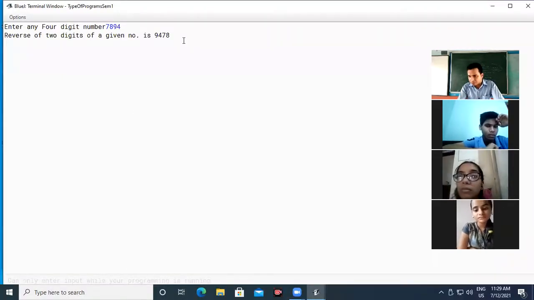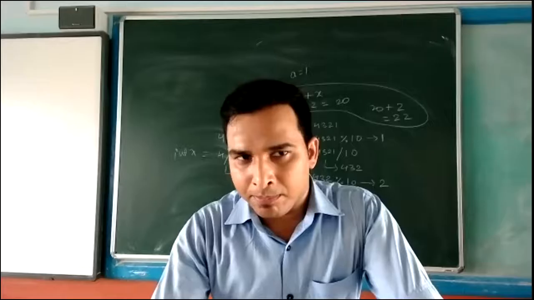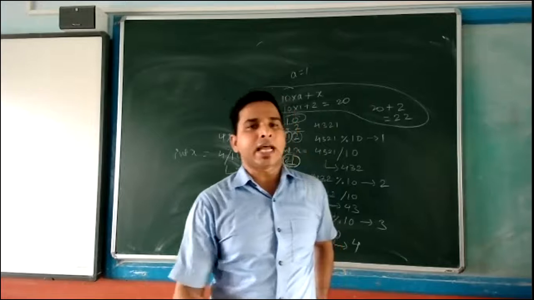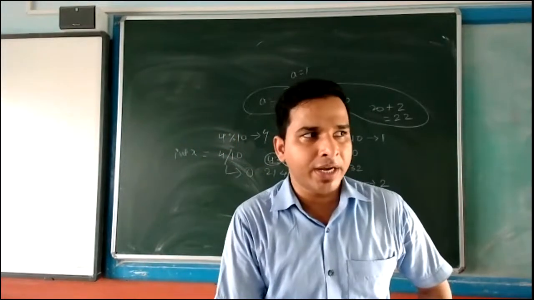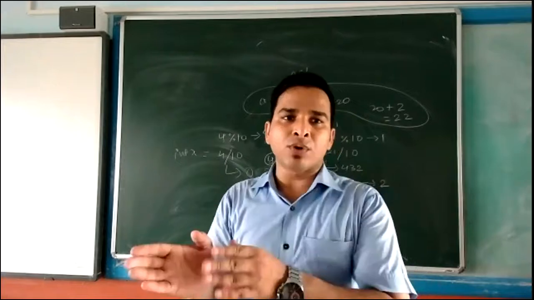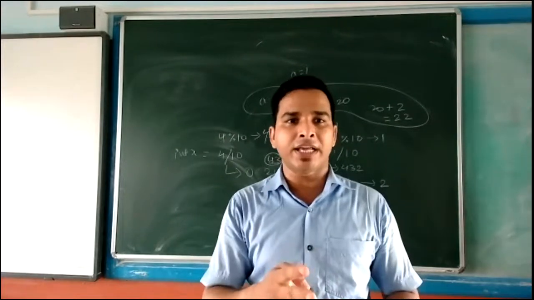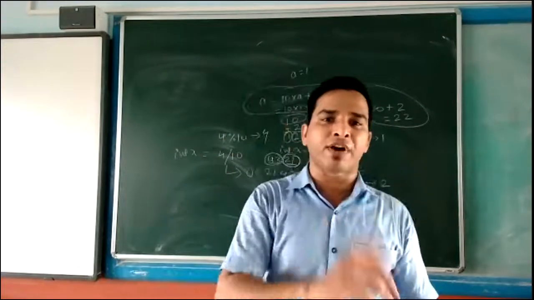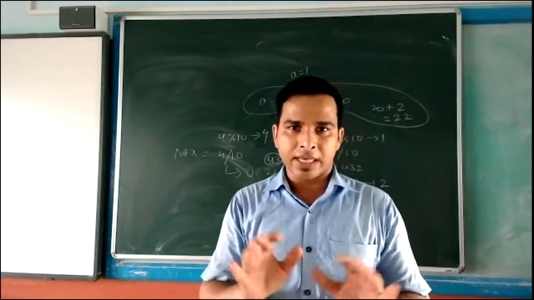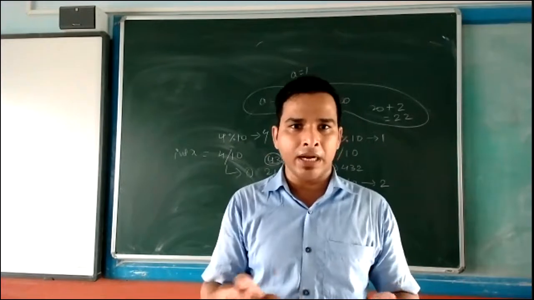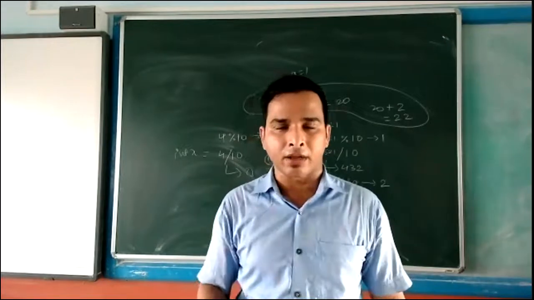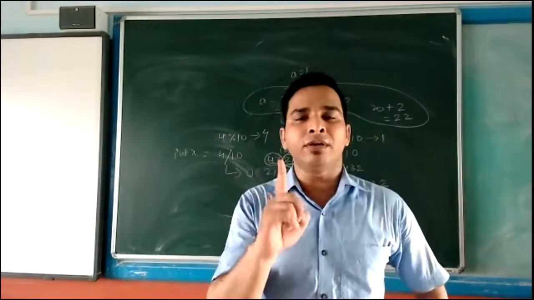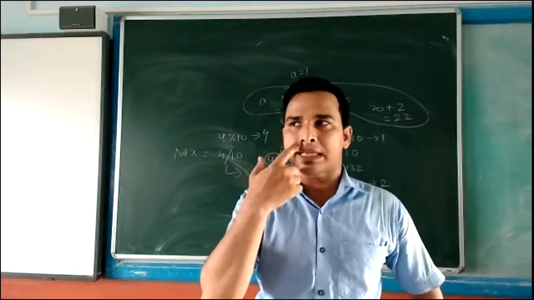Is that clear? So 3 types of program we just studied. First one is reversing the complete number. Second one is adding individual digits of a given number. Third one is reversing only the last 2 digits of a given number. Okay, is that clear? Program category is clear. Any kind of doubt in reversing, because it belongs to one of the important categories. In the examination, there will be a category of question like this.